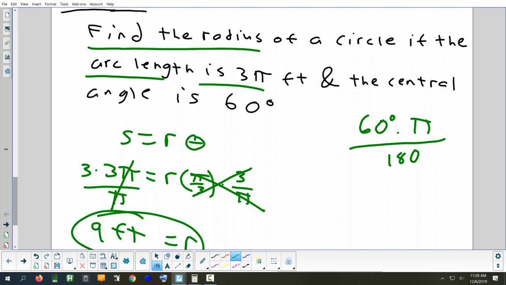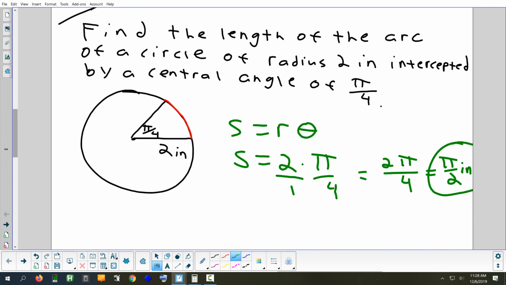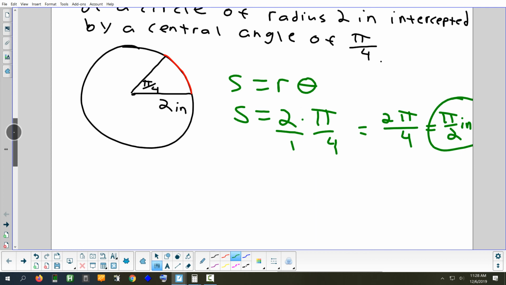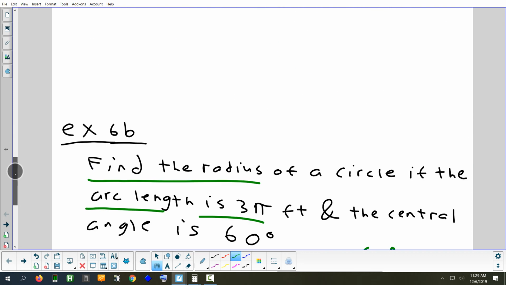So in this one I had you guys find R. In this one I had you guys find S. I could also give you one where you have to find theta. You just have these two numbers and you'd solve for theta. Any question on how you would do that? You just fill in the two that you have and find the one you're missing.